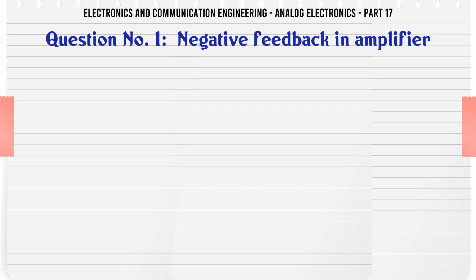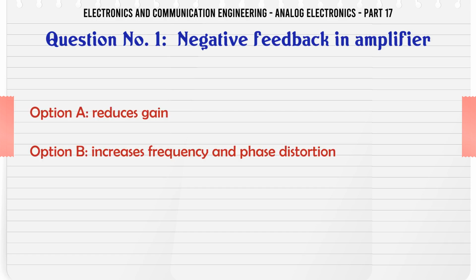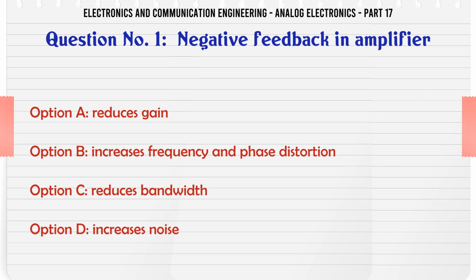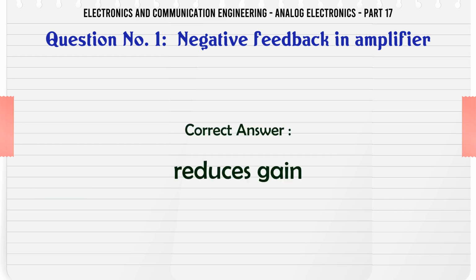Negative feedback in amplifier. A. Reduces gain. B. Increases frequency and phase distortion. C. Reduces bandwidth. D. Increases noise. The correct answer is reduces gain.